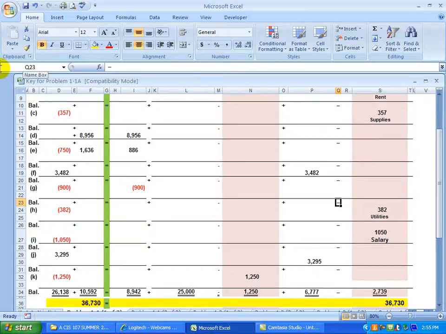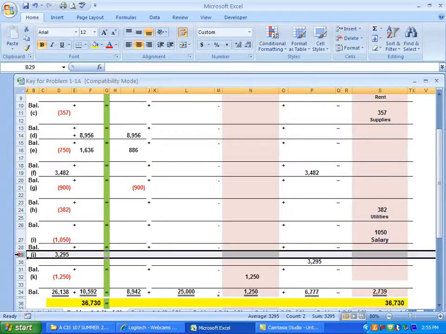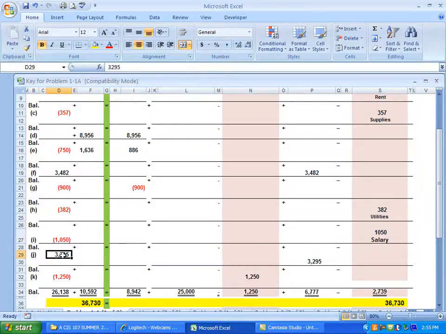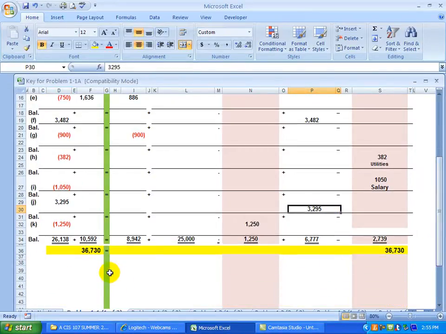Looking at letter I, we paid the salary of the assistant, $1,050, wrote a check. So in letter I, cash is going down, $1,050, and our salary expense is going up. And remember, expenses are minuses from the right side, so we're still in balance. Looking at letter J, we sold professional services for cash, so we made a cash sale. Cash is going up, and our revenue account is going up.